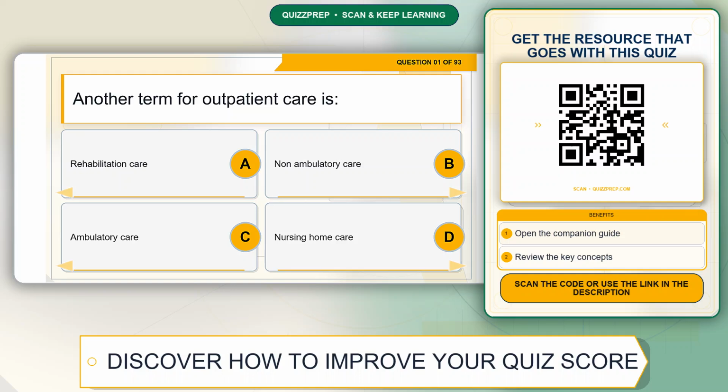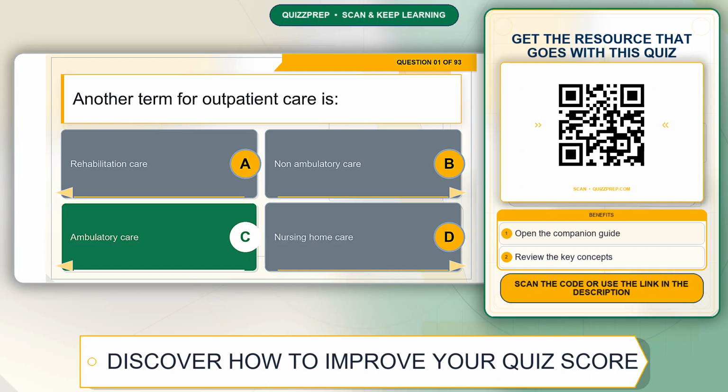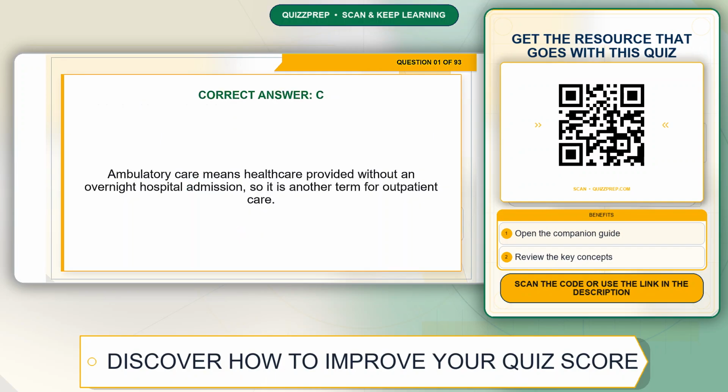Question 1. Another term for outpatient care is: Option A, rehabilitation care. Option B, non-ambulatory care. Option C, ambulatory care. Option D, nursing home care. The correct answer is option C, ambulatory care. Explanation: ambulatory care means healthcare provided without an overnight hospital admission, so it is another term for outpatient care.